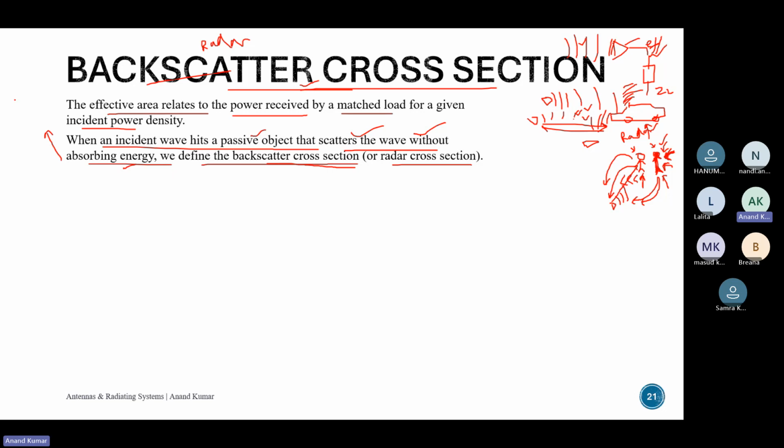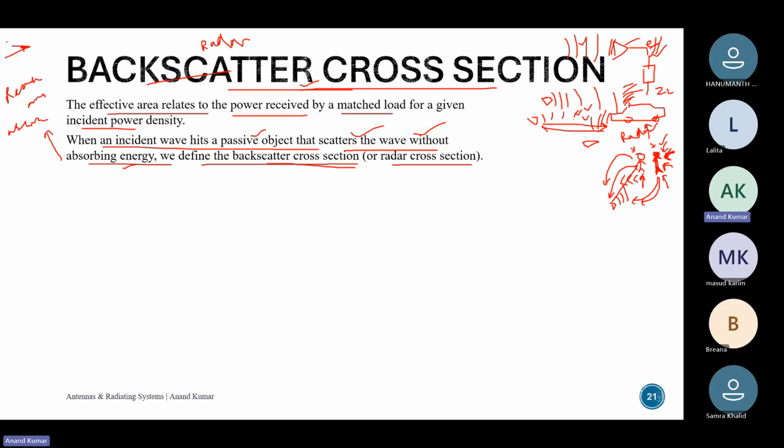there are objects which can absorb the energy, and this is another research area, which is absorbers. If you have been to an anechoic chamber, you must have seen some cone-like structures which have some black thing painted on the corners. These are known as radar absorbent material. So there is another whole research area on absorbers.